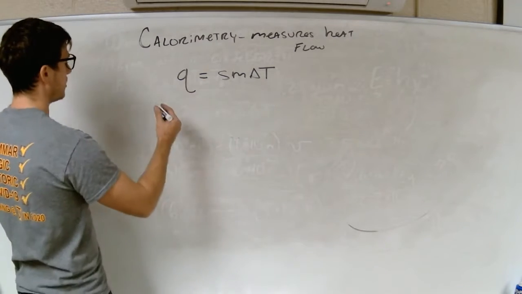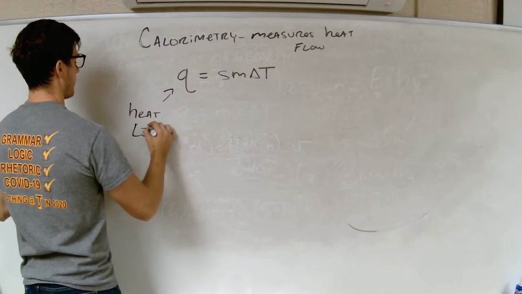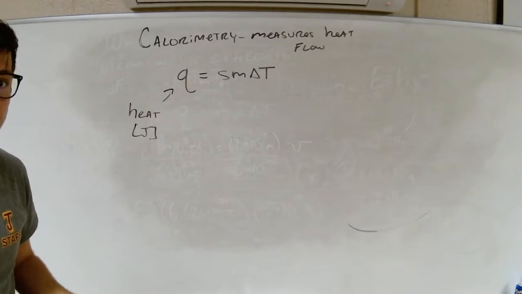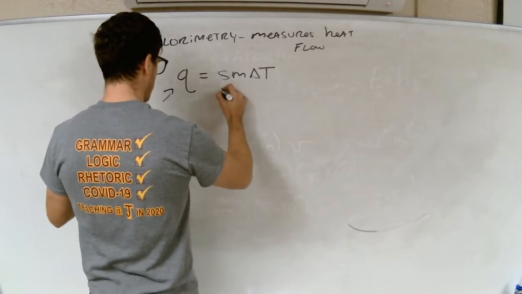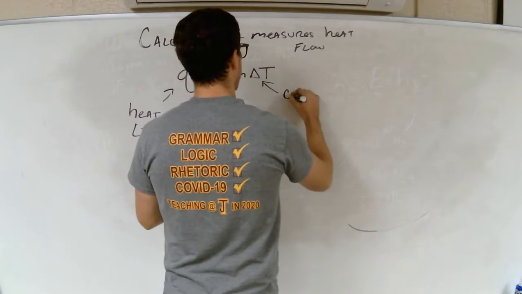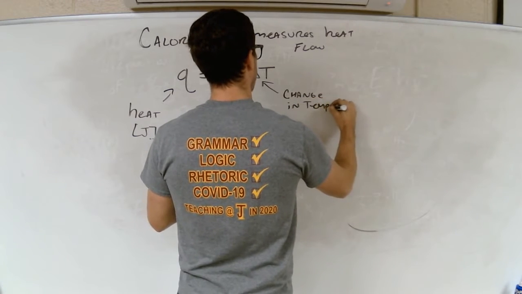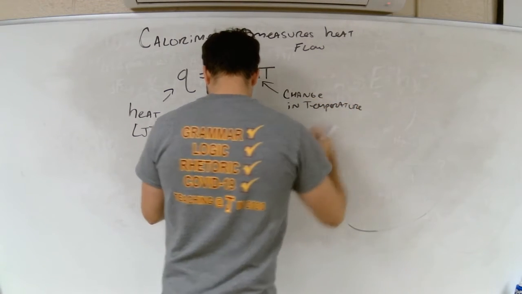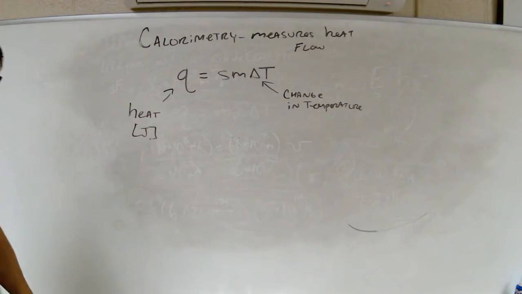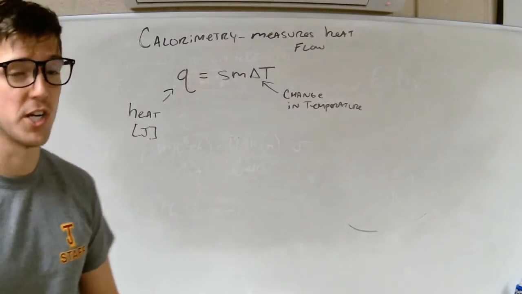So what is Q? Q is just heat or energy in joules. That's what we're trying to find out for the most part. Delta T, right? You know, delta is change. Delta T is change in temp or temperature. Okay. This could be in Kelvin or Celsius because they change from the same ratio.